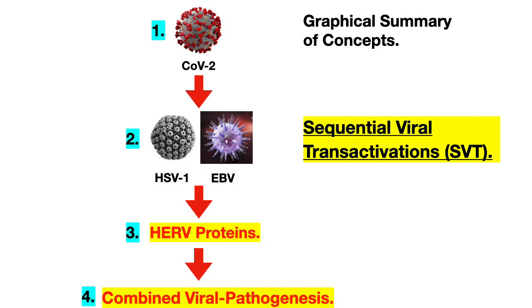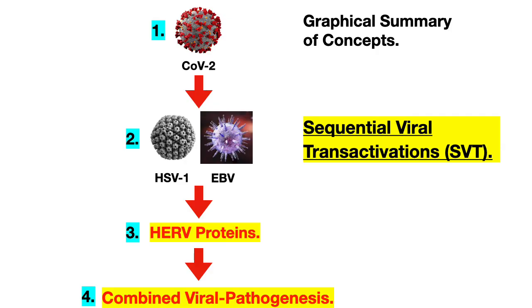So in closing, I would like to summarize the concepts that have been presented in parts 1 and 2 of this multi-component YouTube series. So here is a graphical summary. We're looking at a set of sequential viral transactivations. We can abbreviate that by SVT.